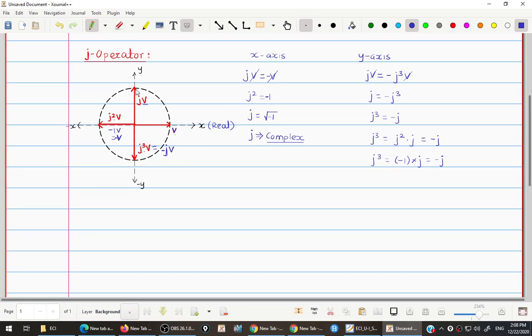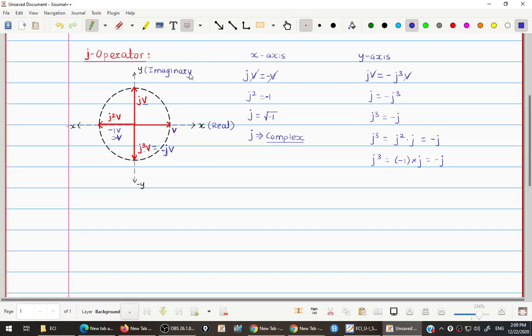And if you look at the y-axis quantities, what you will find out? On the y-axis you are having plus jv and minus jv. So j is present in both terms. So j is nothing but a complex quantity or imaginary quantity. So therefore the y-axis is called the imaginary axis. Okay.